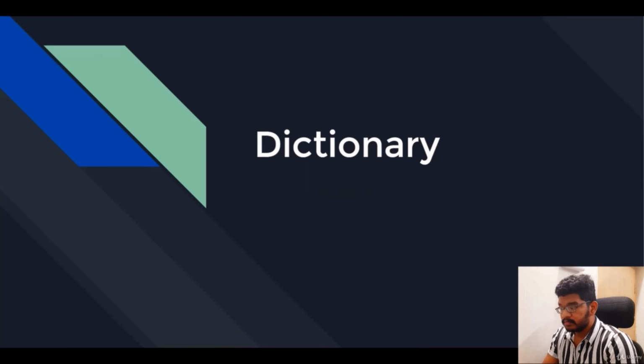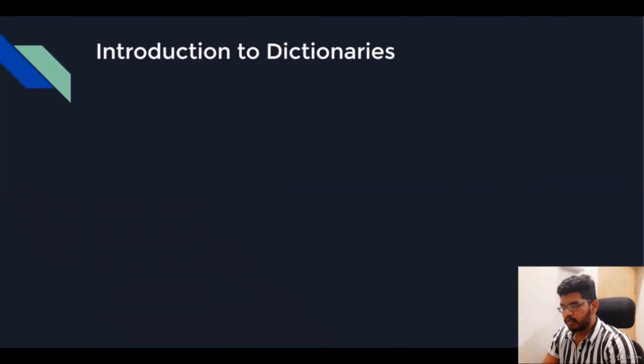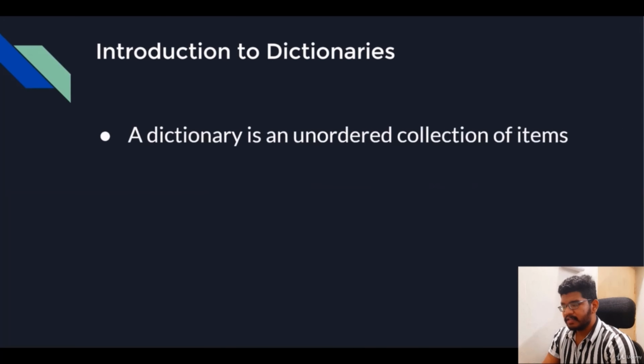So, dictionary. Now let's see about this data structure, dictionary. I'll just start with an introduction to dictionaries. A dictionary is also like other data structures. It's also an unordered collection of items. That means we can have items of any type, whether integers, strings, or booleans.